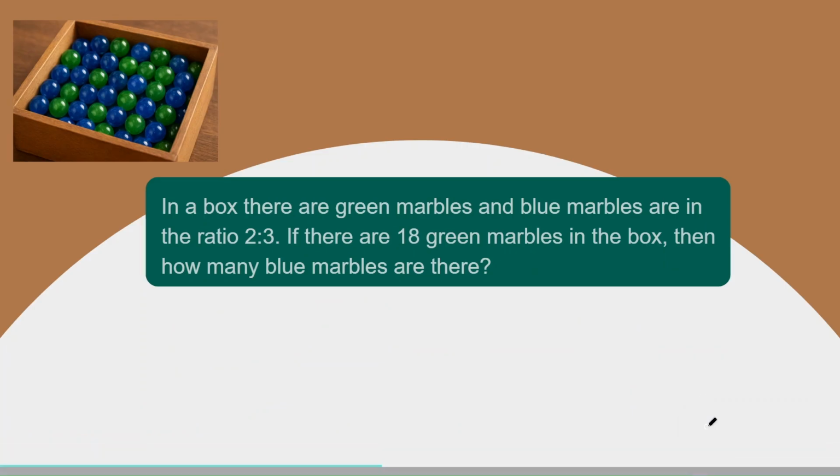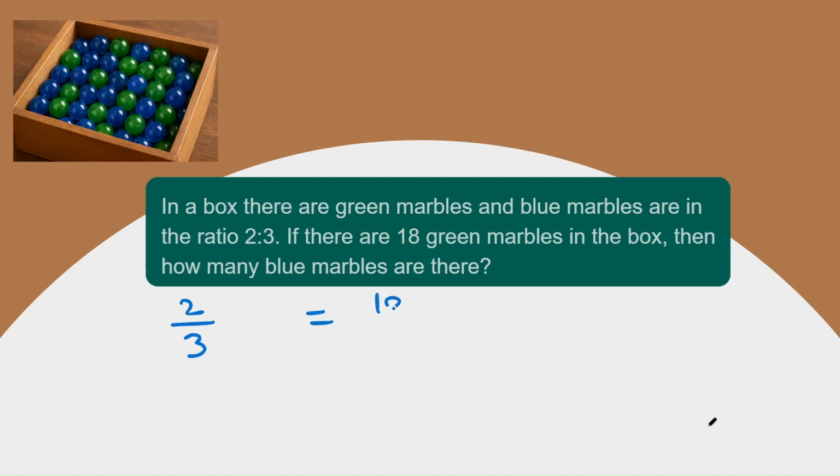Next sum. In a box, green marbles and blue marbles are in the ratio 2:3. If there are 18 green marbles in the box, then how many blue marbles are there? Say the ratio is 2 is to 3. We can write that as 2 by 3. What is the green marble ratio here? 2. Blue is 3. So 18 green marbles are there, and we don't know how many blue marbles are there.